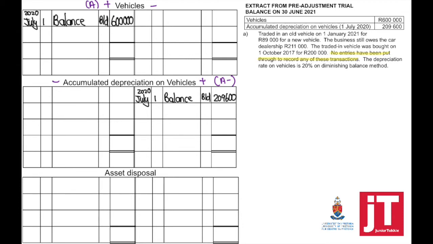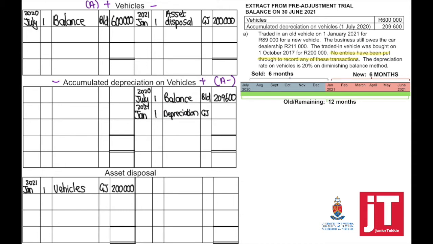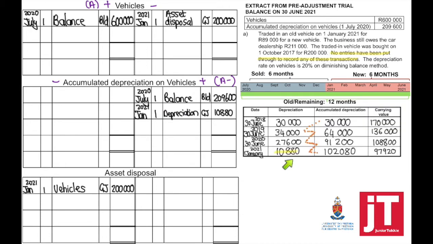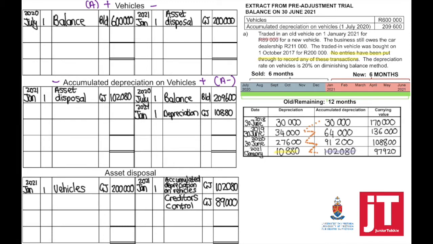To record the asset disposal, step number 1, take out the cost. It means vehicles is credited with 200,000, account debited, asset disposal. Step number 2, update the depreciation. We've calculated that in our fixed asset register. Step number 3, take out the total accumulated depreciation on the asset which we're disposing of. There's my total accumulated depreciation. Where do we take it to? The asset disposal account. So accumulated depreciation on vehicles is debited, asset disposal is credited. Step number 4, record the selling price. We sold it for 89,000.